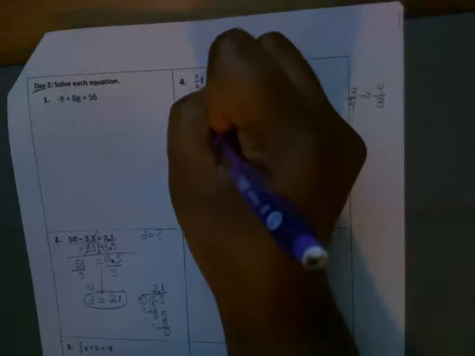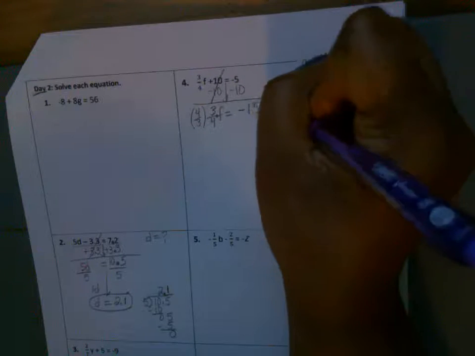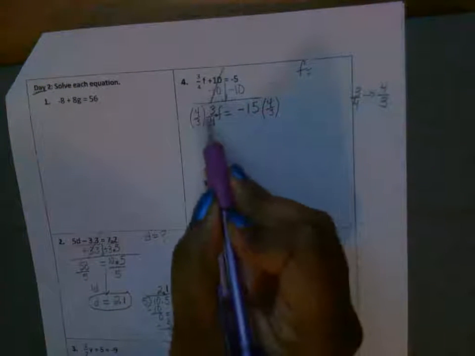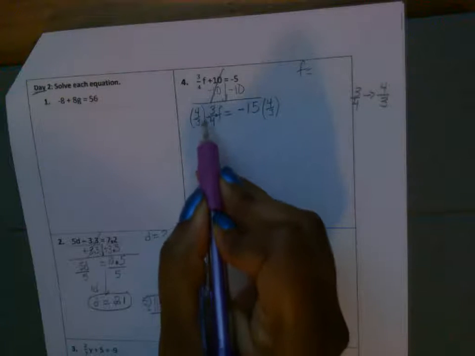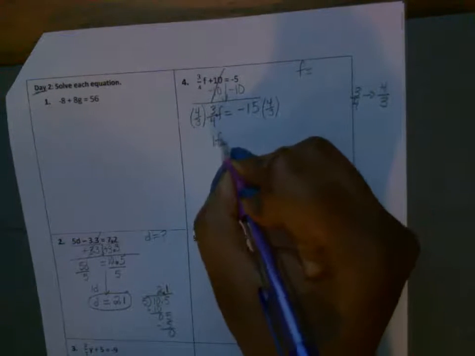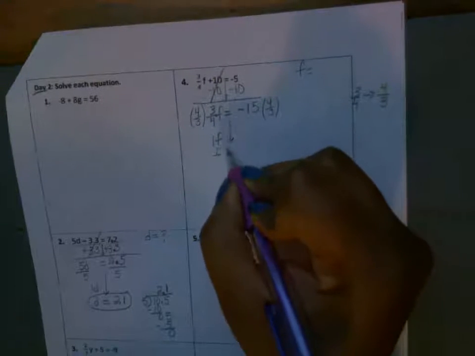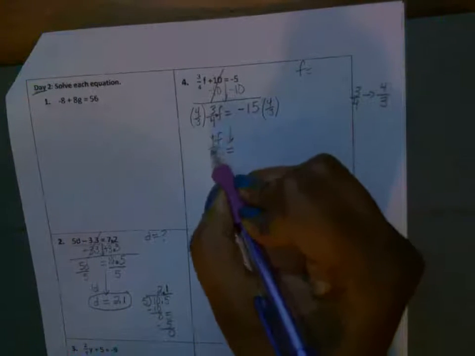Multiply both sides by the reciprocal. When you multiply this side by the reciprocal, you get 12 over 12. 12 divided by 12 gives you 1. So this is 1f, or just f. Bring down your equal sign. Let me make this look like a 1.